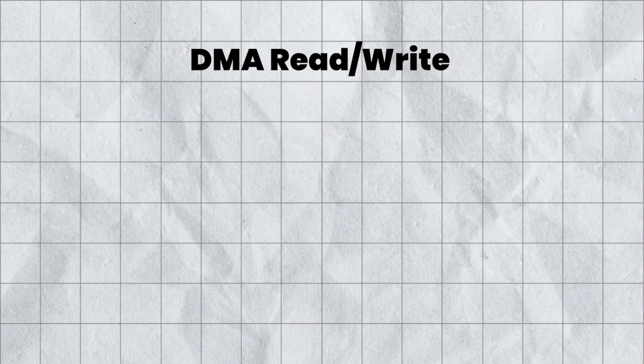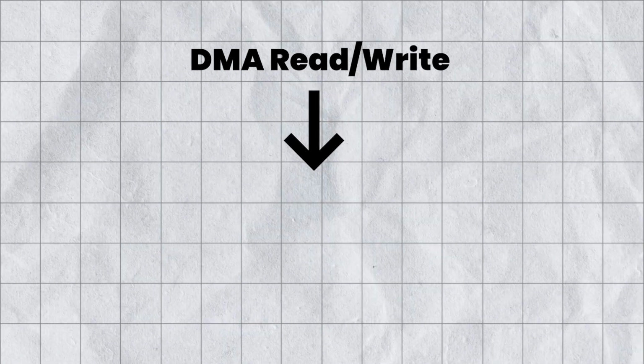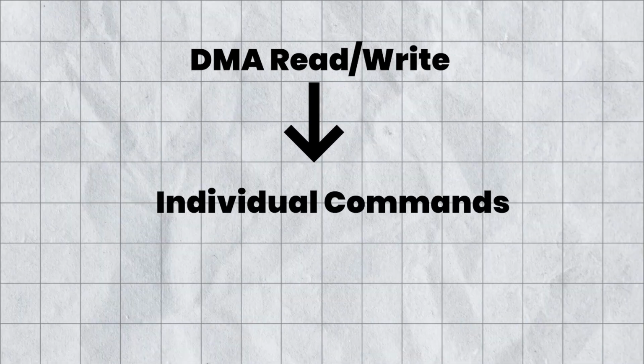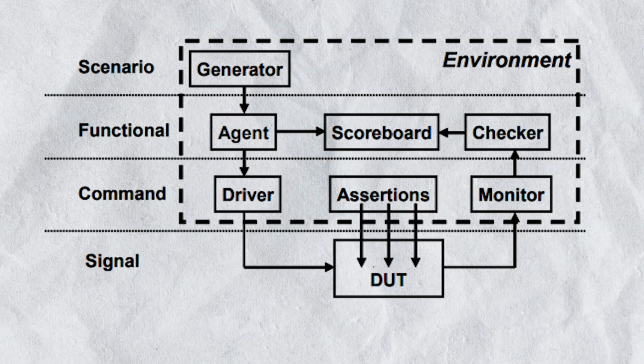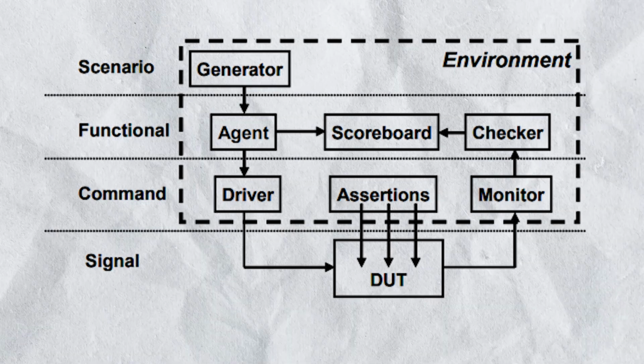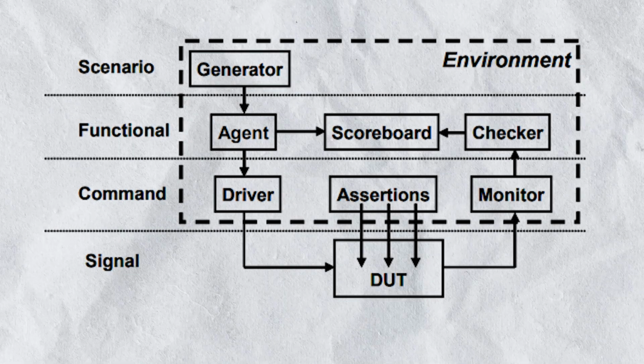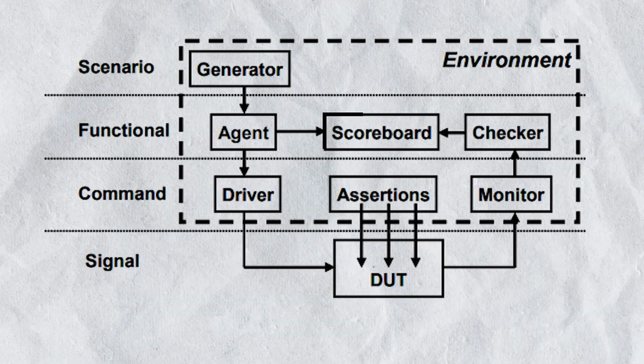Here the agent receives higher level transactions such as DMA read or write and then converts them into individual commands. These commands are given to the drivers and also to the scoreboard in order to predict the result. A checker is also there, which compares the commands from the monitor, which we get from the input, with the scoreboard. Next is the scenario layer, where we have the generator.